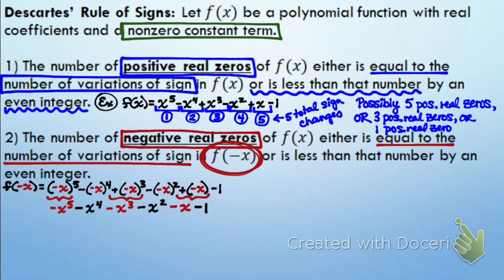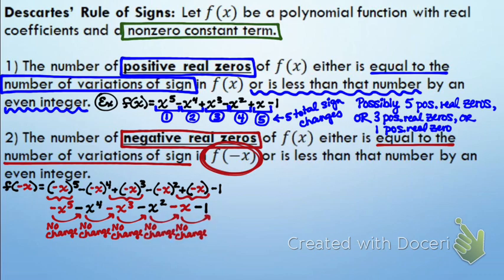Is my leading coefficient a positive or a negative? Negative. So comparing the first term to the second term, it's a negative and a negative. Did I change? No change here. What about from the second term to the third term? No change. From the third term to the fourth term? No change. They're all negatives. Is there any sign changes anywhere in here? Every single term is negative here. So there are no changes in sign.